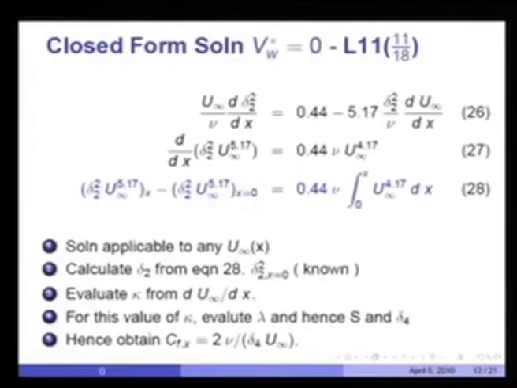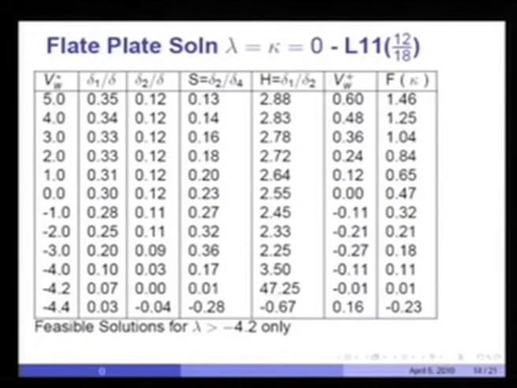Now, I am saying I am going to set lambda equal to 0, which is the case of a flat plate, but allow for suction and blowing, and that is what I have done here. So, I allow the blowing parameter to go up to 5. On the suction side, I go up to minus 4.2. Delta 1 by delta with blowing, compared to V w star equal to 0, increases as we expect, and delta 1 by delta decreases as we increase suction.